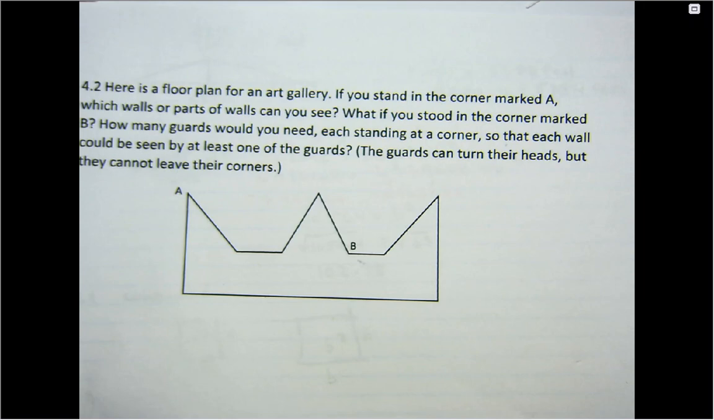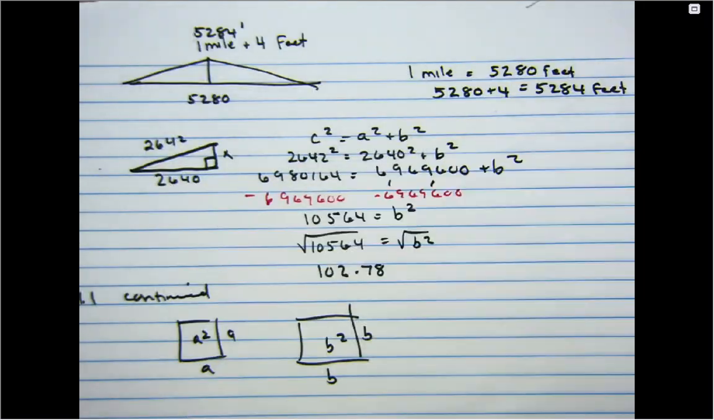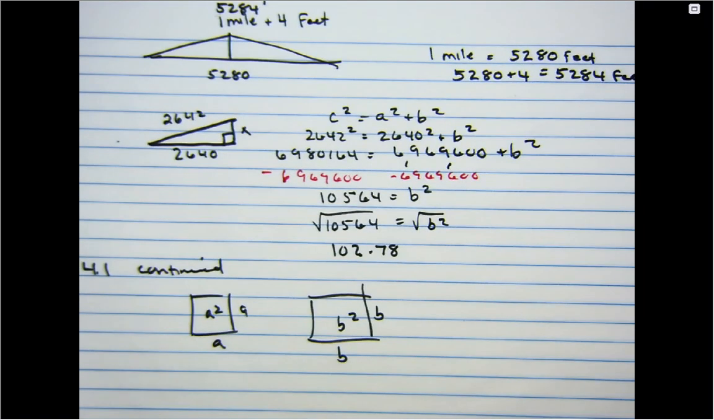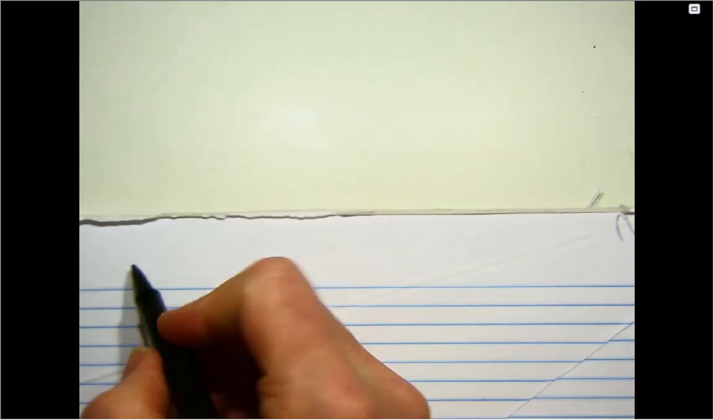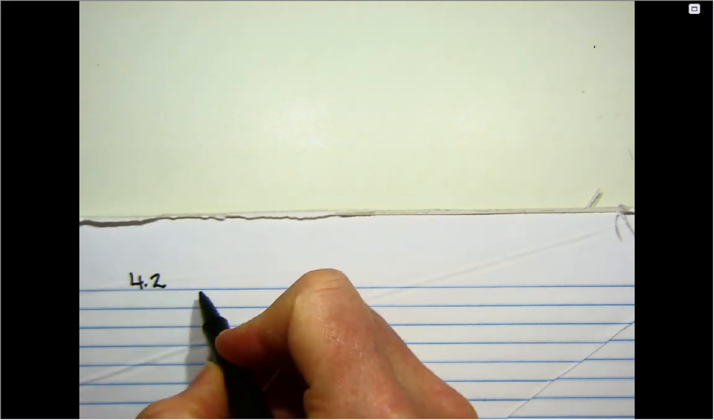Well, we're going to be looking at particular types of art galleries here, so let's go ahead and draw what kind we're going to be looking at. So in 4.2 we're looking, well, let's see the different kinds of art galleries we could consider.